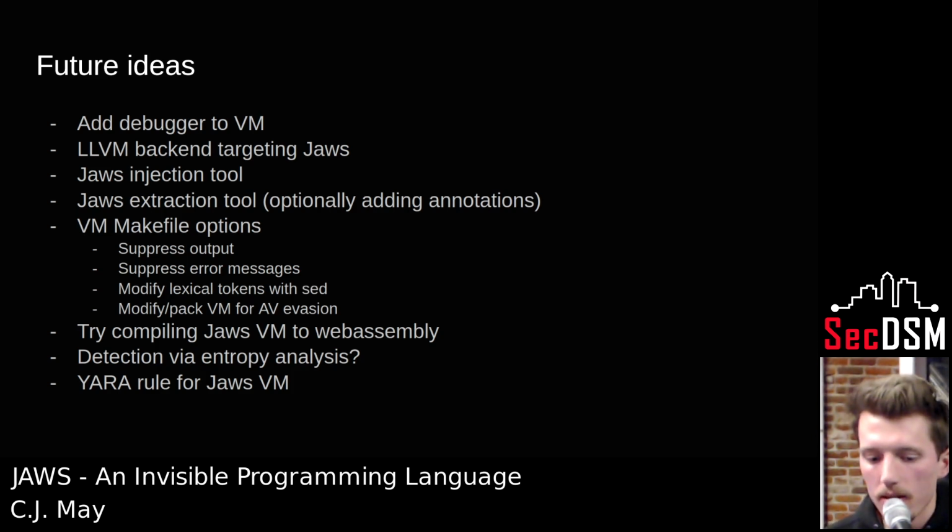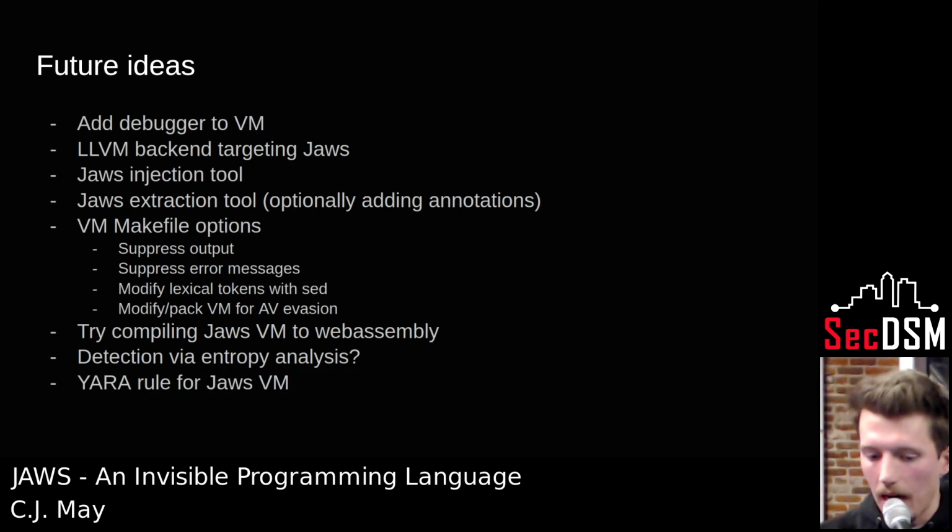Another idea was creating a JAWS injection tool that, depending on the file type, would inject JAWS code in different ways, so you don't have to do that manually. And conversely, it would be awesome to have a JAWS extraction tool where you could detect JAWS in a file, pull it out, and maybe add annotations, like the Fin compiler does, that highlight what operations are happening.